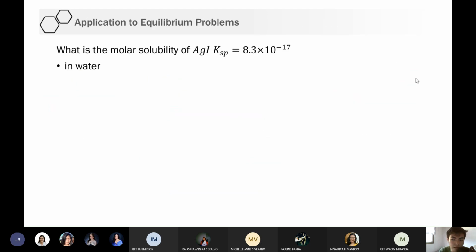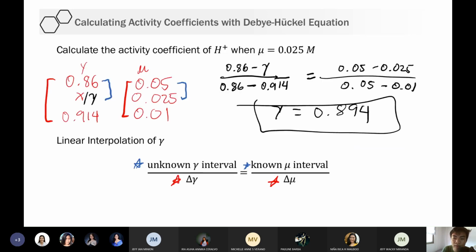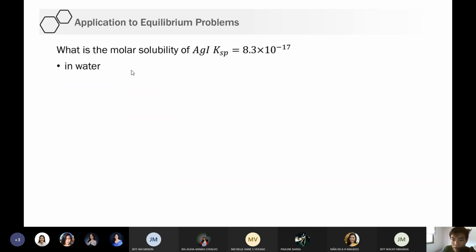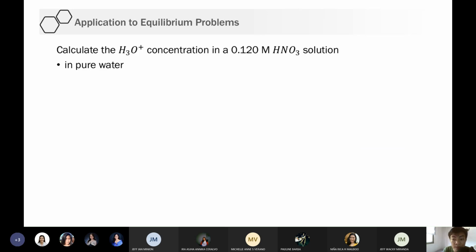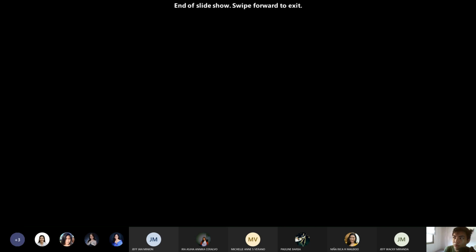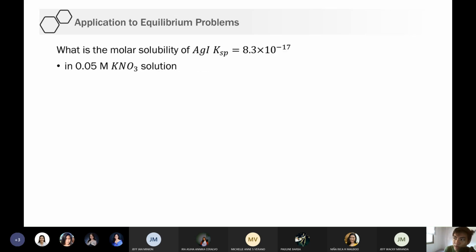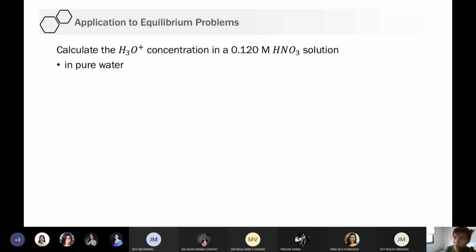So next week will be asynchronous so that you will have more time to prepare for the upcoming assessments, especially the midterm. Okay, so for our asynchronous session, I will show you how to apply the concept of activities and the activity coefficient in solving for equilibrium problems. So I will answer these problems on that asynchronous session. I will upload the video in which I'm going to answer all these 6 items, showing the application of this topic in equilibrium calculations.